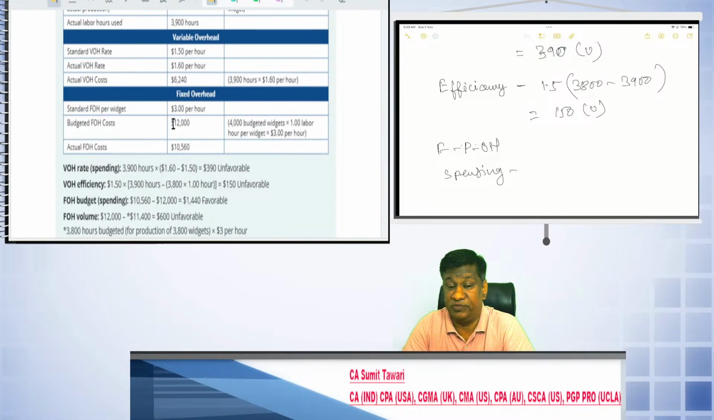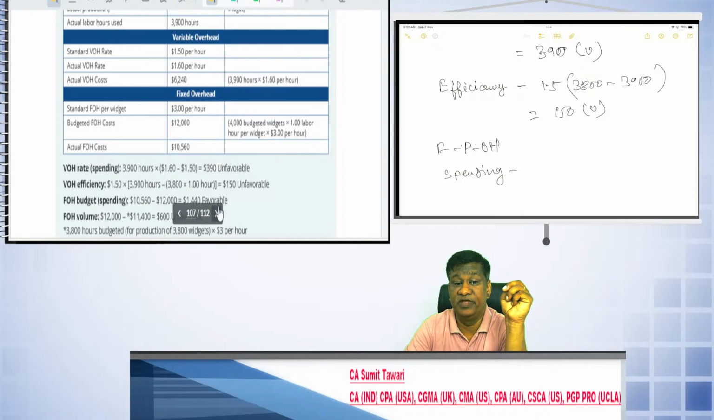In all other places we are considering the standard common factor, but in fixed overhead we are not going to consider the common factor, particularly when we are calculating the spending variance. Whatever may be the budgeted cost for whatever may be the level of production, and whatever may be the actual cost for whatever may be the level of production, that we need to compare. So here it is 10,560 minus 12,000, so it is 1,440 favorable.